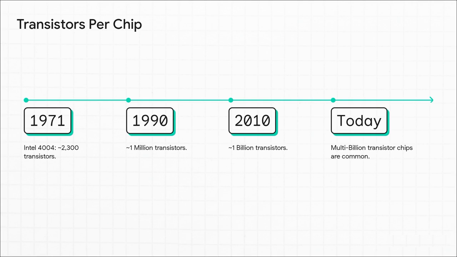The first commercial microprocessor in 1971 had about 2,300 transistors. By 1990, we hit 1 million. By 2010, 1 billion. And today, we're talking tens of billions of transistors on a single chip in the phone in your pocket. The scale is, it's almost impossible to wrap your head around.